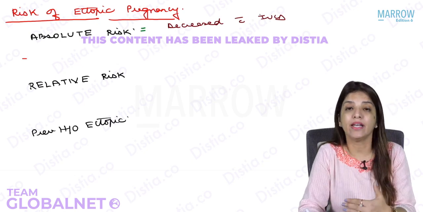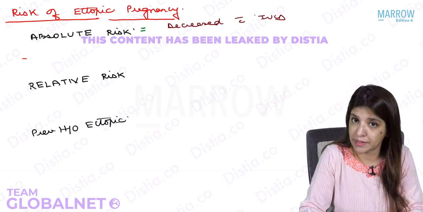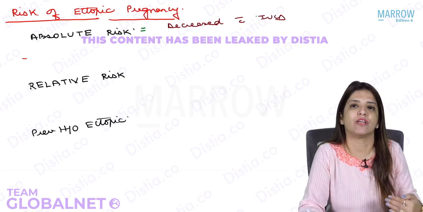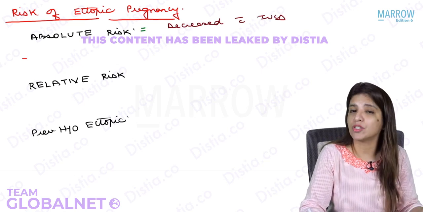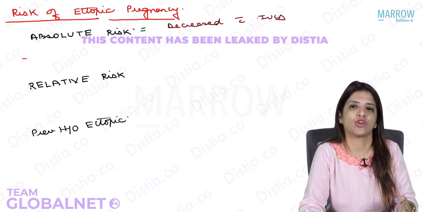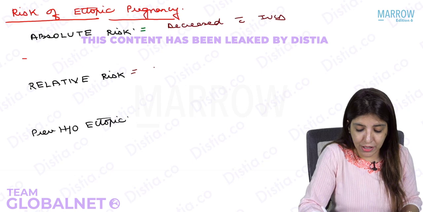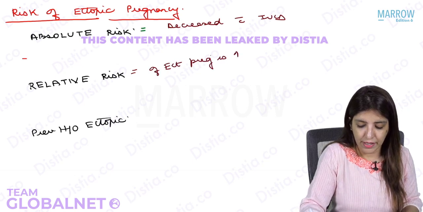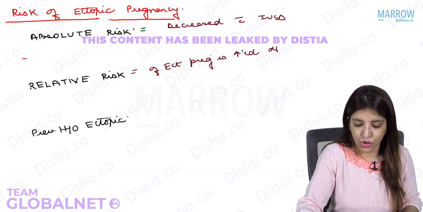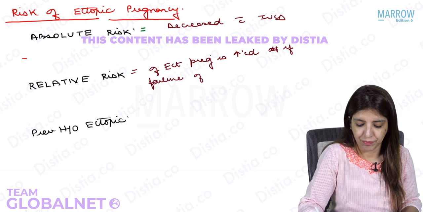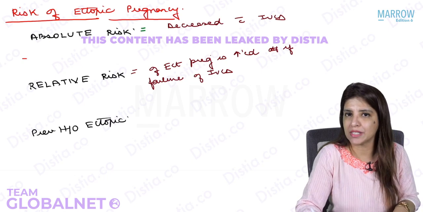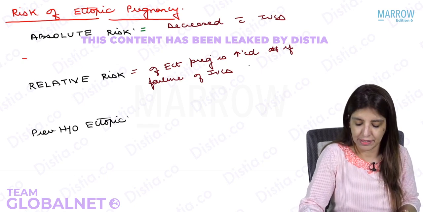Right? But then if IUCD failure happens and a female has conceived due to IUCD failure, then the pregnancy which is going to occur would be an ectopic pregnancy. So the relative risk of ectopic pregnancy is increased if failure of IUCD happens. Right? So if pregnancy is a result of failure of IUCD, then the relative risk is increased.